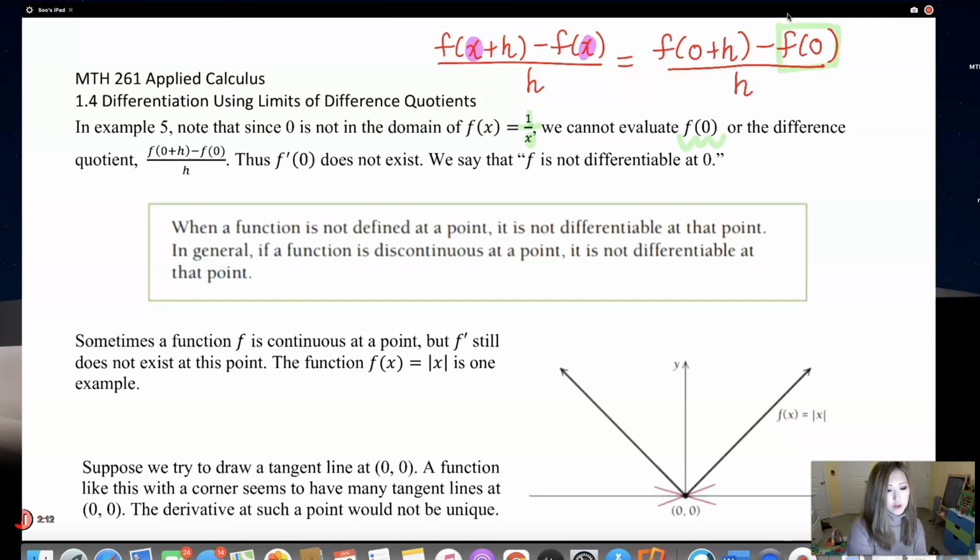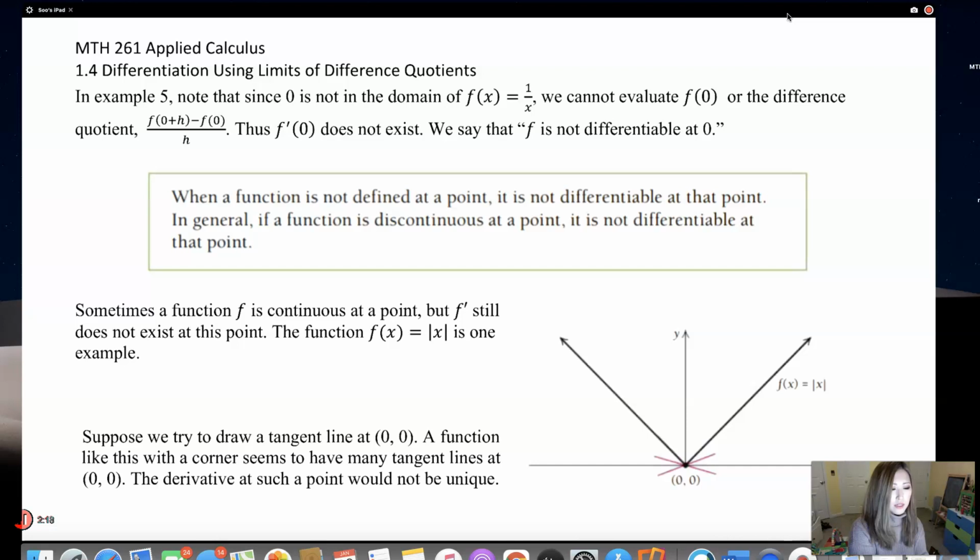So this was the first example. Let me erase some stuff. So, the difference quotient, if you plug in x equals 0, because f of 0 is undefined, f prime of 0 does not exist. When f prime of x does not exist, we say f is not differentiable at that point. We're saying the same thing: the slope of a tangent line does not exist. That means this function f is not differentiable at that point.